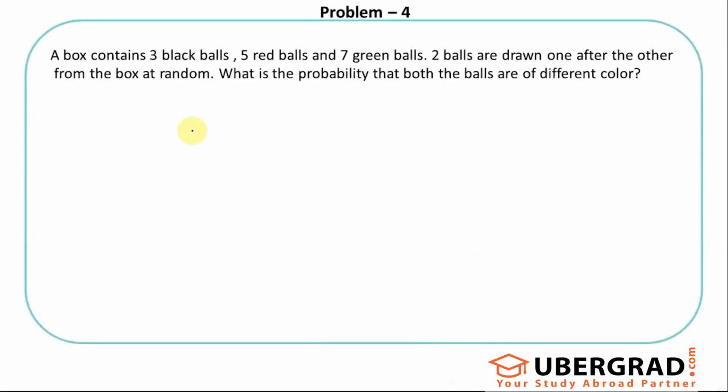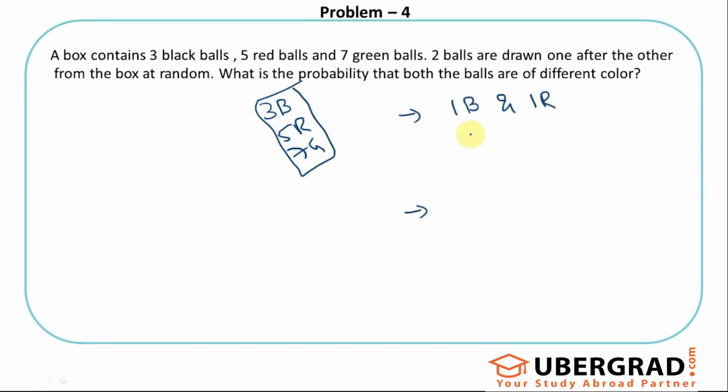A box contains 3 black balls, 5 red and 7 green. That's the composition. 2 balls are drawn one after the other from the box at random. What is the probability that both the balls are of a different color? So, how would I get this as a different color? I can pick a black first and a red next. Right? This is one possibility.